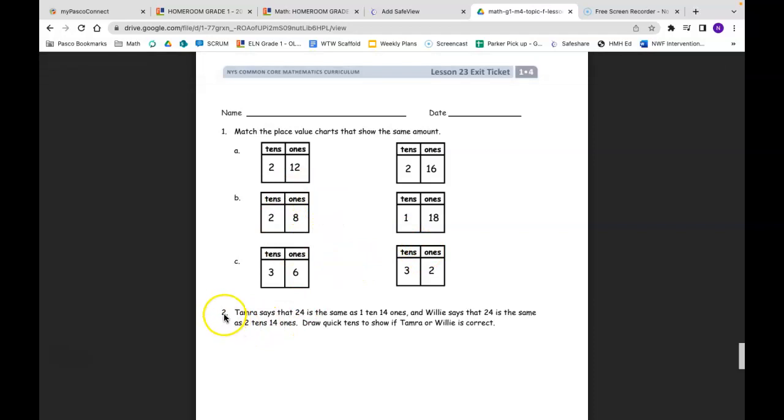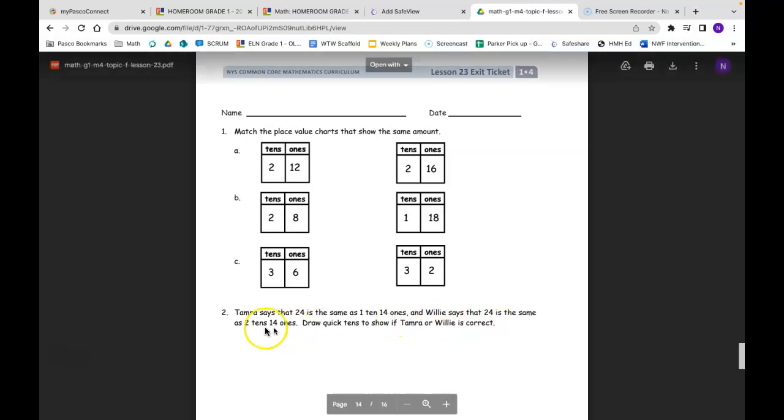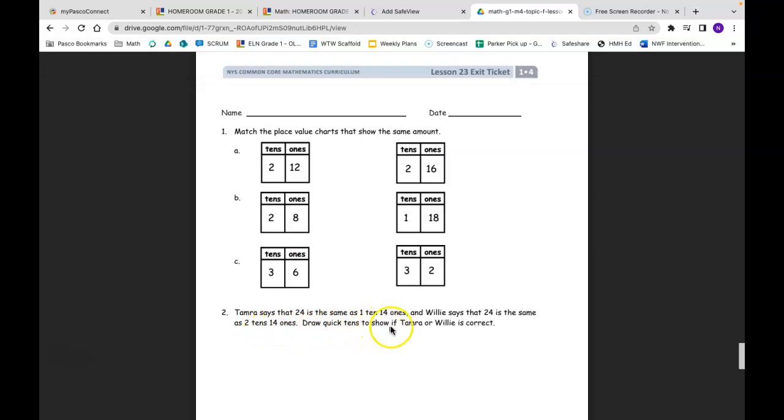Then down here for number 2, we've got a question for you. Listen carefully. Tamara says that 24 is the same as 110 and 14 ones. Willie says that 24 is the same as 2 10s and 14 ones. Draw quick tens to show if Tamara or Willie is correct, okay?